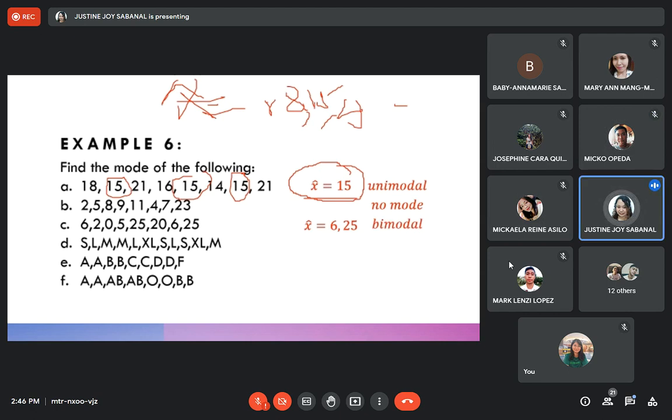So, 6 and 25. Yung letter D naman po, we have S, L, M, M, L, X, L, S, L, S, X, L, M.